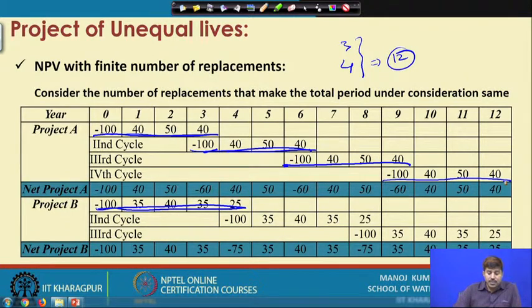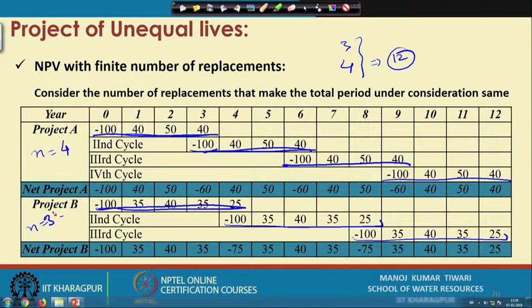Similarly, for project B, we will have a second cycle of cash flow, which will bring it to 8 years, and then a third cycle of cash flow, which will make it 12 years. So, that way for project A we will have 4 cycles, while for project B we will have 3 cycles. When we run project B for 3 cycles, we are considering a total cash flow for 12 years. When we run project A for 4 cycles, we are considering a total cash flow of 12 years. So, it has to be computed this way.